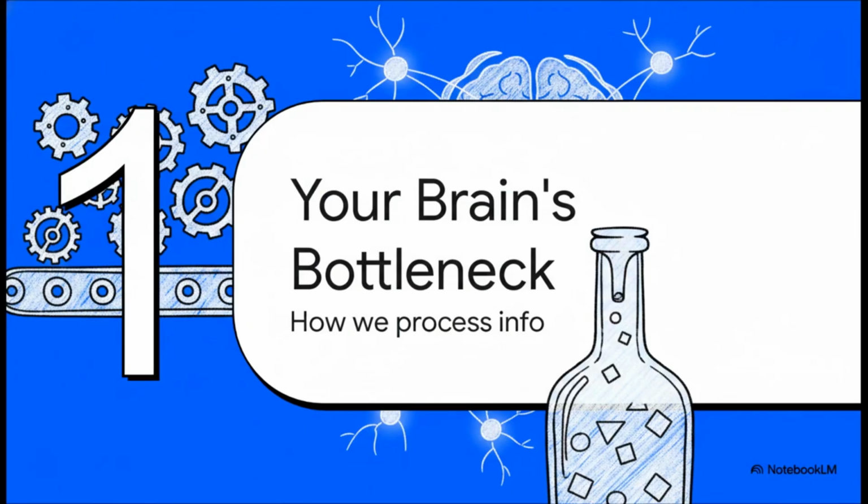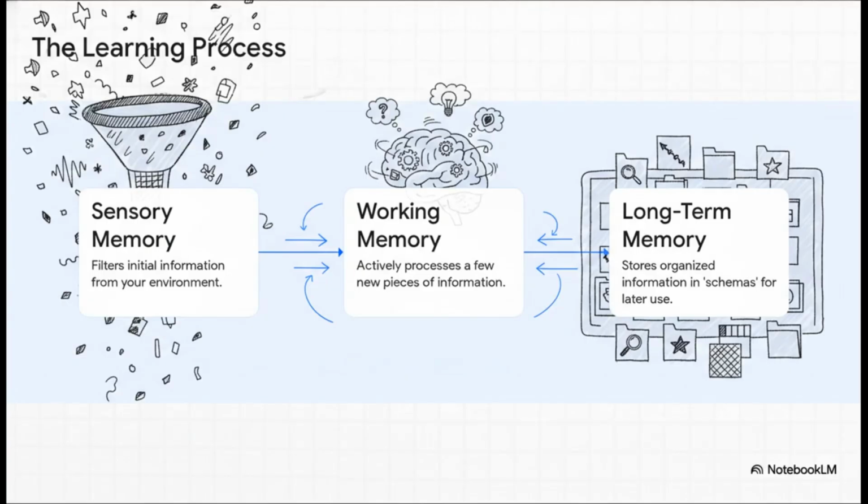To really get this, you have to picture how your brain takes in new information. Think of it like a factory. But there's this one tiny, super cramped doorway right in the middle of the assembly line. That's the bottleneck. Here's how it works. First, your sensory memory is like a bouncer, taking in everything you see and hear and filtering out most of the noise. The important stuff gets sent to your working memory. That's the conscious part, where you're actively thinking. Then, if everything goes right, that info gets filed away neatly into your long-term memory as organized concepts called schemas.